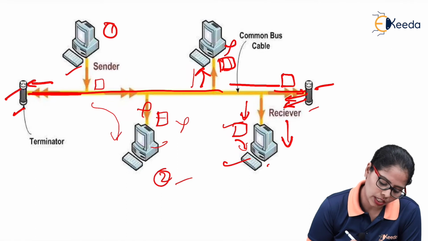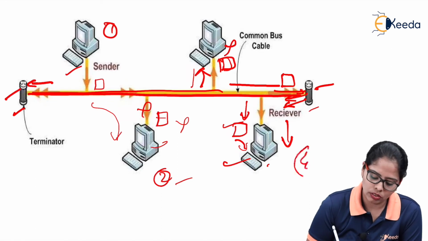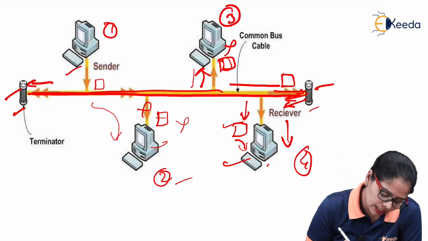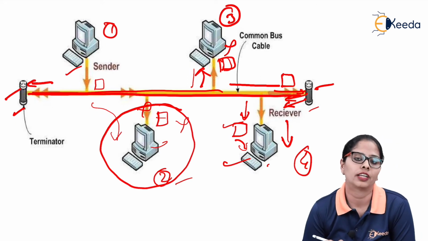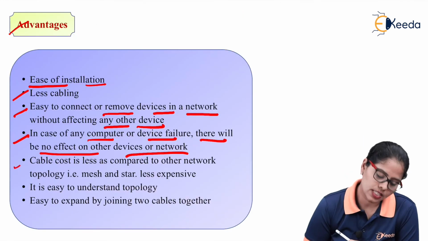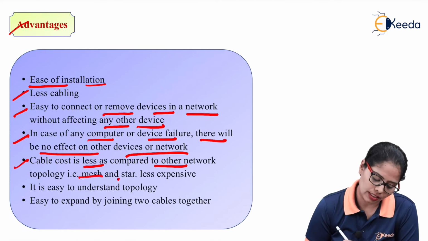Now see here, this link gets down. So is the communication affected? No. One can communicate with the fourth, one can communicate with the third computer. They only cannot communicate with computer two because that link is affected, but my entire network is not affected.